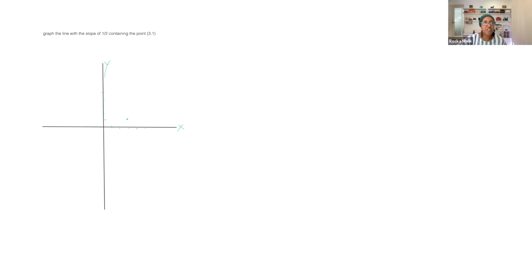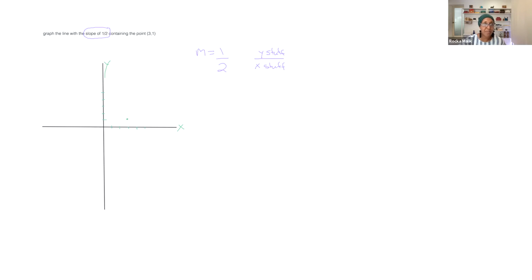The slope is like the GPS of lines. It tells you how and where to go. So if my slope is 1/2, and remember my formula is y2 minus y1, I'll just put the y stuff, over the x2 minus x1, which is the x stuff. Then it tells you how to move. The y. Go up 1 and to the right 2.